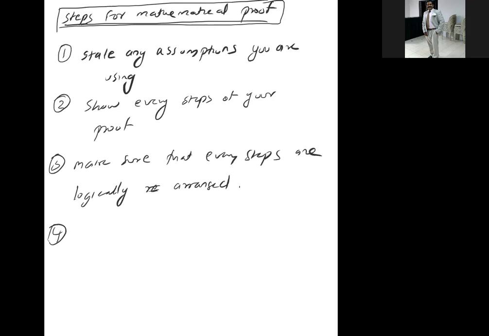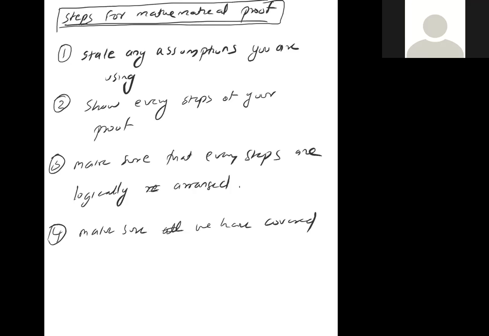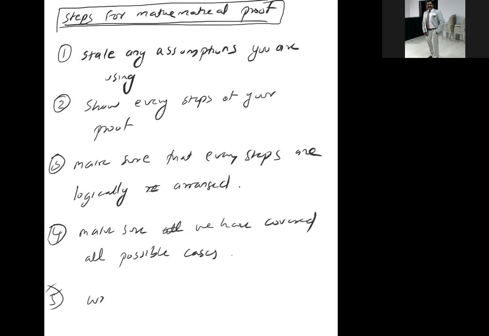And step number four, make sure we have covered all possible cases. That means we are considering each and every aspect, and we are not leaving any loopholes in this proof. So it should be proved without any doubt. That is our ultimate aim. Then finally, write a statement of proof.